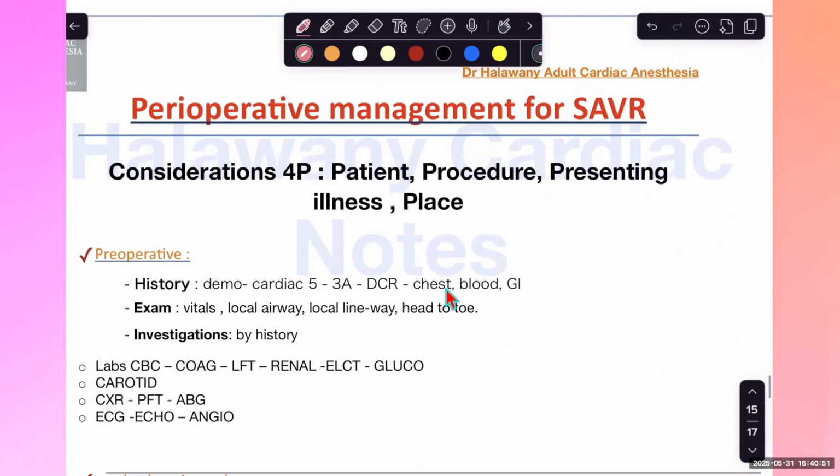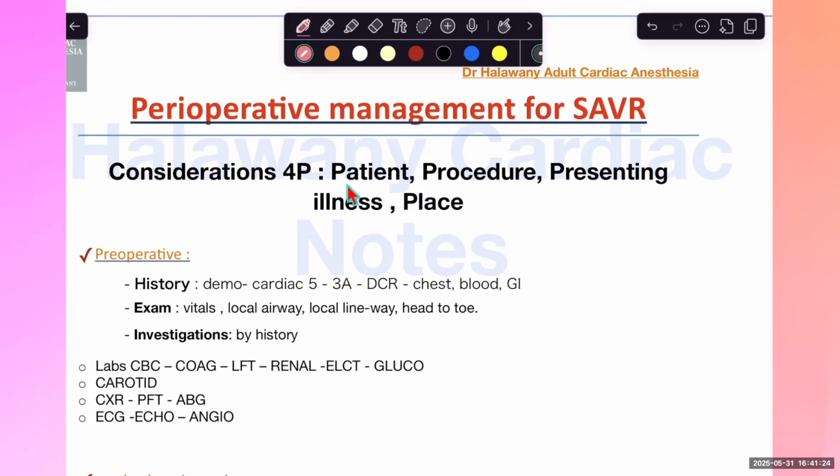Now you have a patient with aortic stenosis and he's coming for SAVR, or surgical aortic valve replacement. We said in the beginning, I told you, C and C: consideration and conduction of anesthesia. Now you have all the consideration you want to know about the aortic stenosis type. Conduction involved 4 P's: patient, procedure, presenting illness, and place. This applies in all types of anesthesia management.